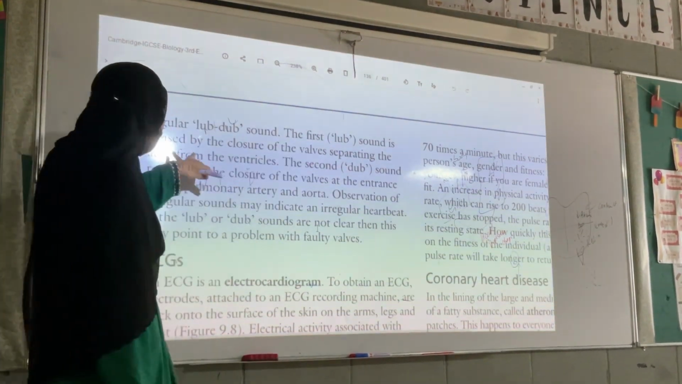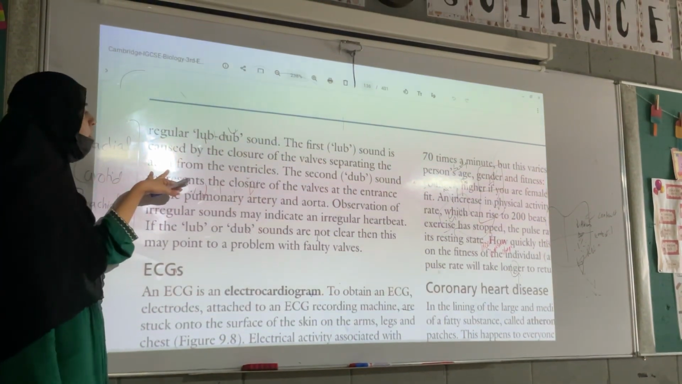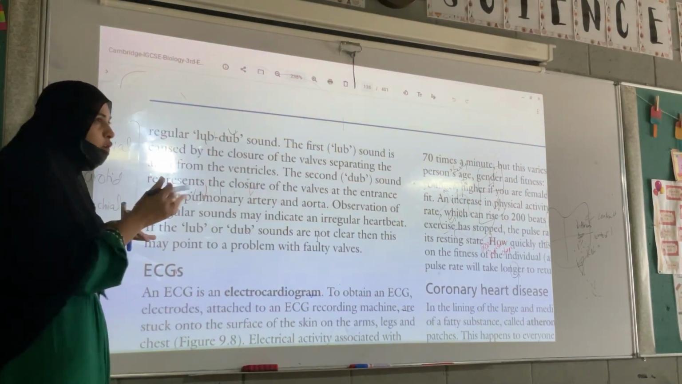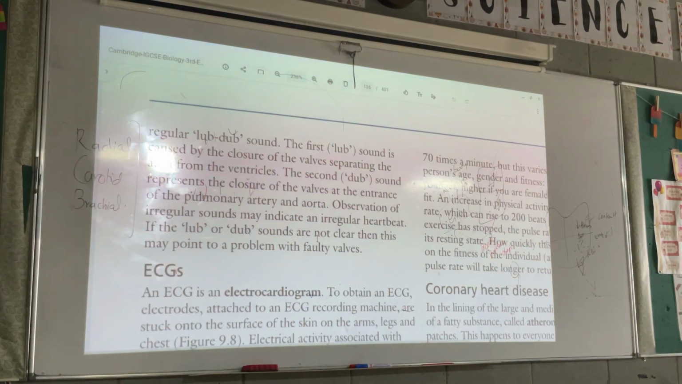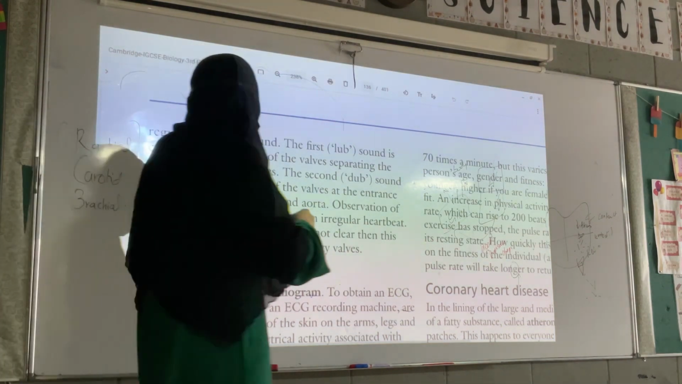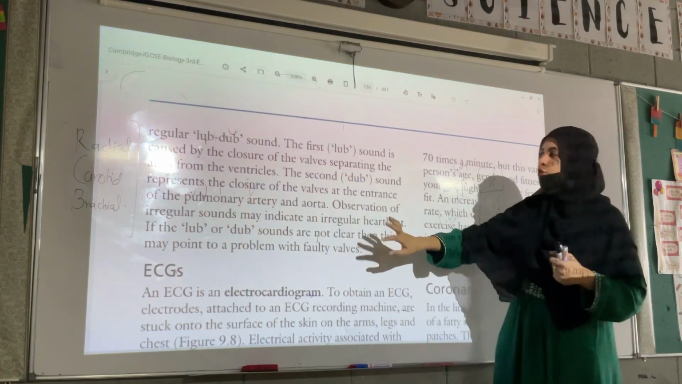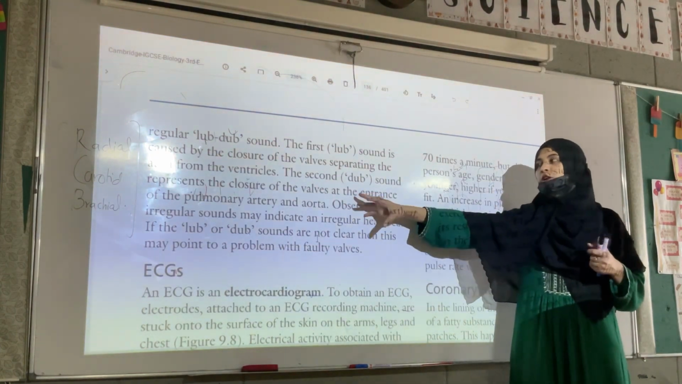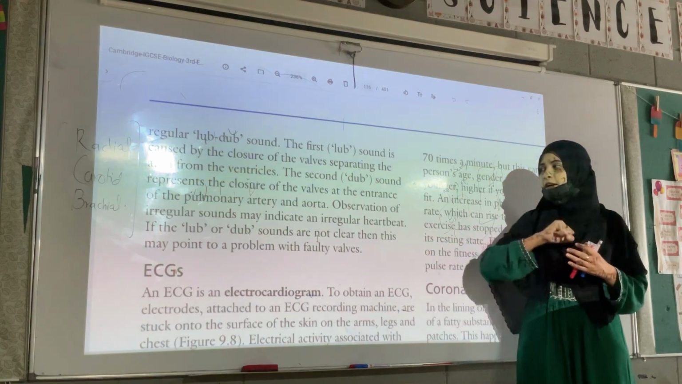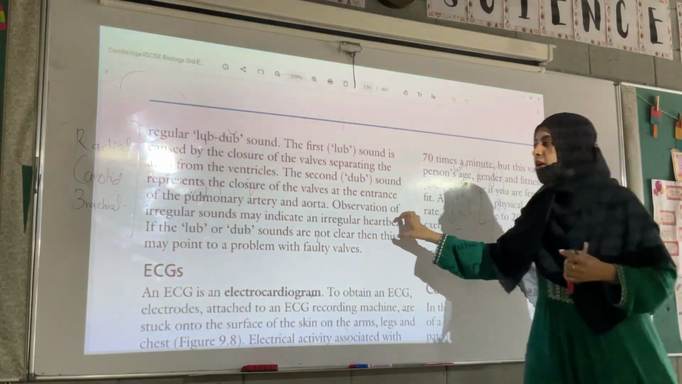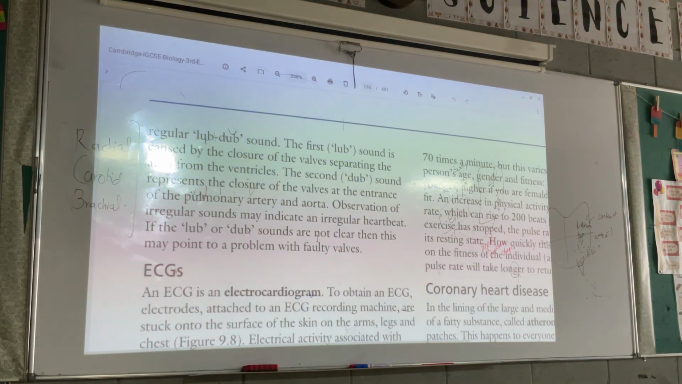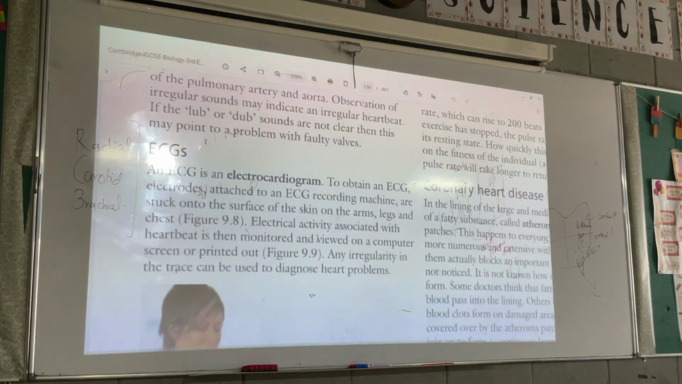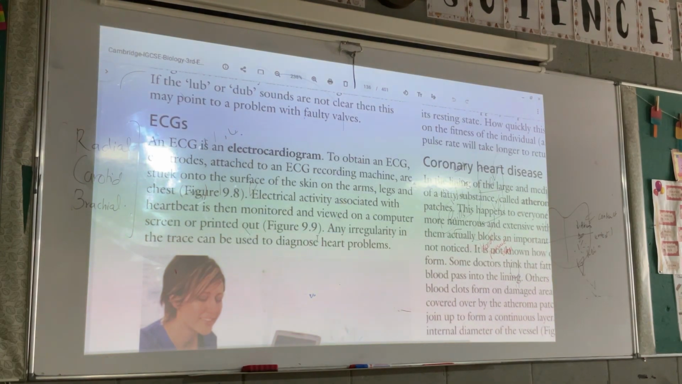The first lub sound is caused by the closure of the valves that are present between the atrium and ventricle. Heidi, what are those valves? The atrioventricular valves. When those valves on both sides of the heart close at the same time, that produces the lub sound. The second sound is produced when the semilunar valves, that is the pulmonary and aortic valves, close. Is this clear? But if there are irregular sounds, that shows that something is wrong with the heart. The third one is the ECG. Have you ever seen an ECG machine?